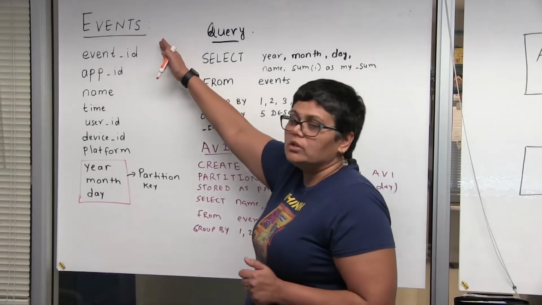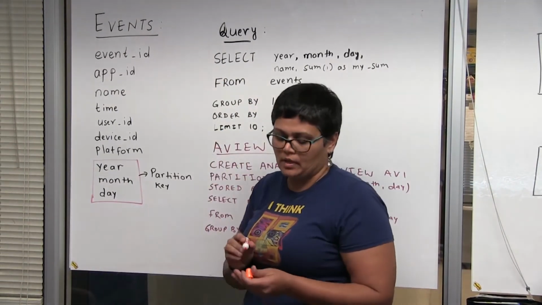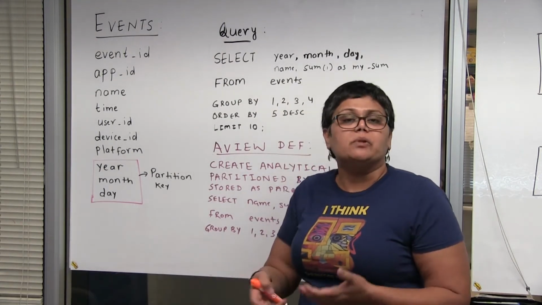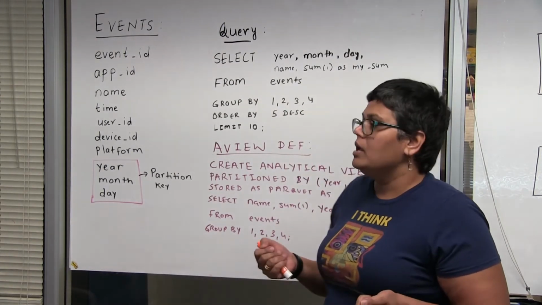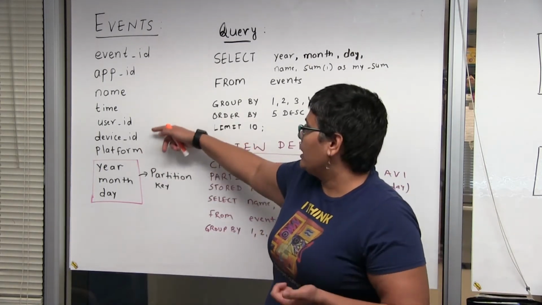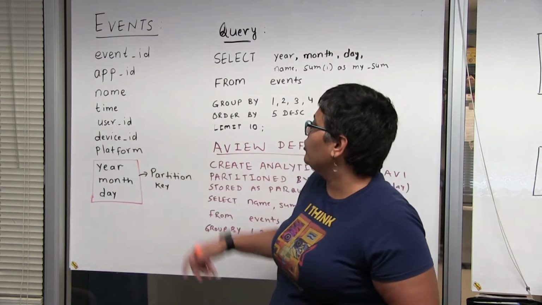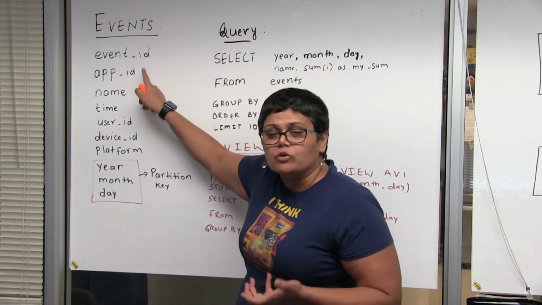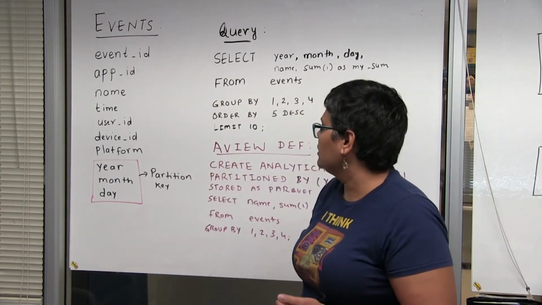Here I'm going to work with an events table. You can imagine events such as people gaming on their cell phones, generating certain events. So this table tracks the user ID, the device ID, which platform they used, when the event happened, what type of event it was, and which app it was. You get the idea.